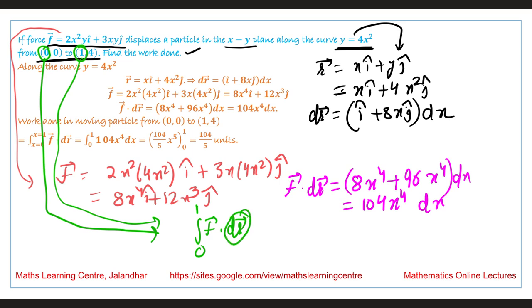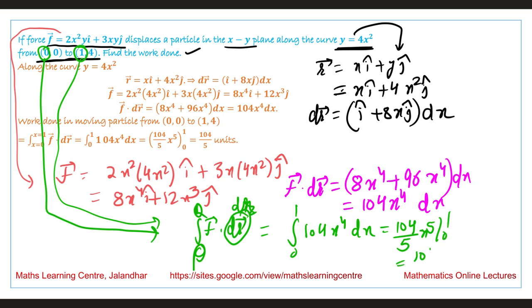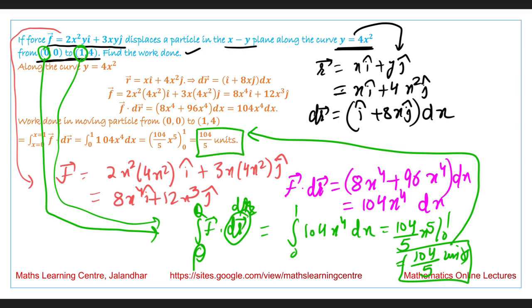In place of dr we can write it as dx now. So we are getting the integration from 0 to 1 of 104x raised to the power 4 into dx. So this is 104 by 5, x raised to the power 5, and the limit is from 0 to 1. So the answer we obtain is 104 by 5 units. So this is the value of this integral.